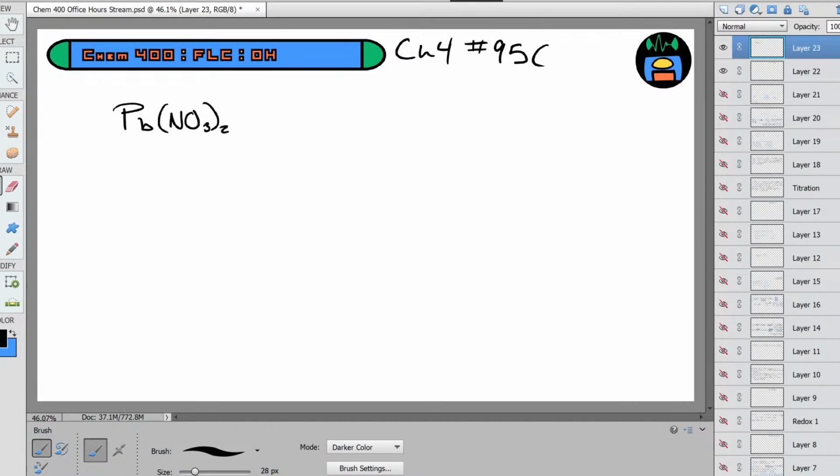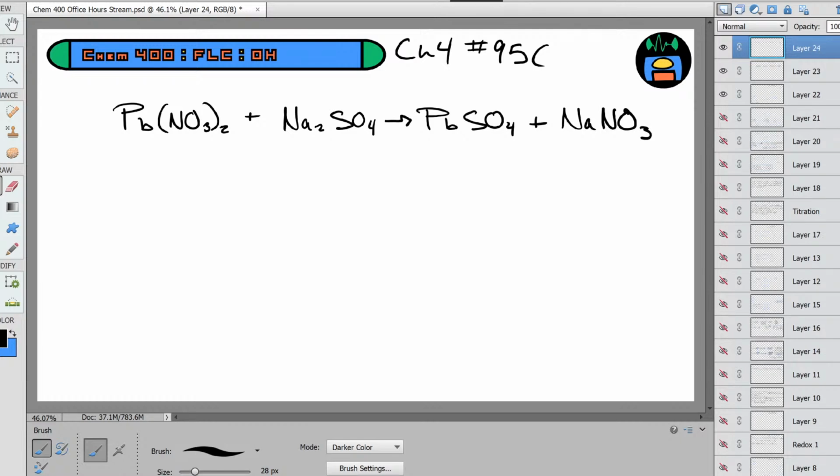lead 2 nitrate reacting with sodium sulfate to produce lead 2 sulfate plus sodium nitrate. All right, this is not balanced, but you don't need a balanced equation to determine if it's a redox reaction or identify the oxidizing or reducing agents.